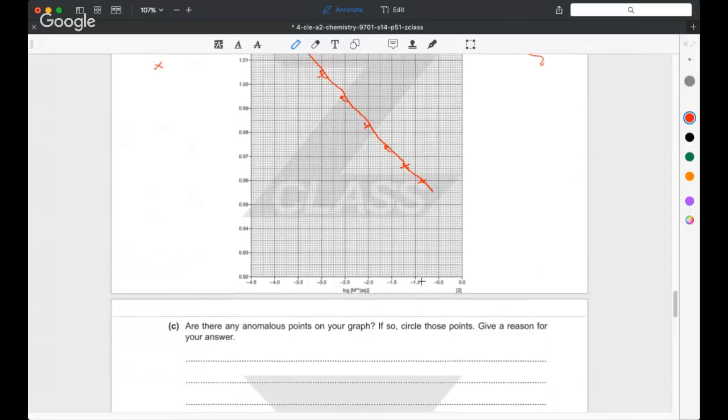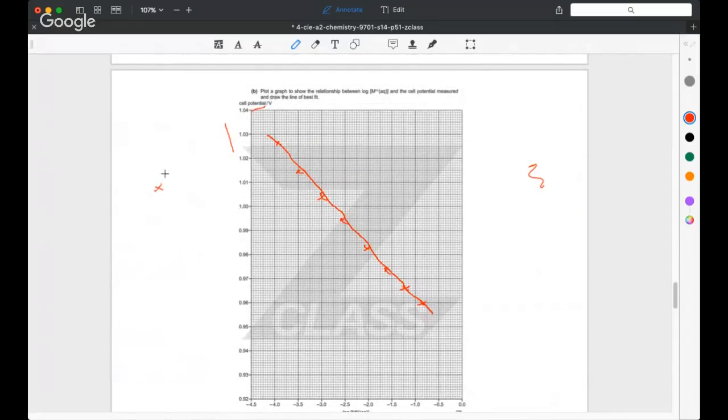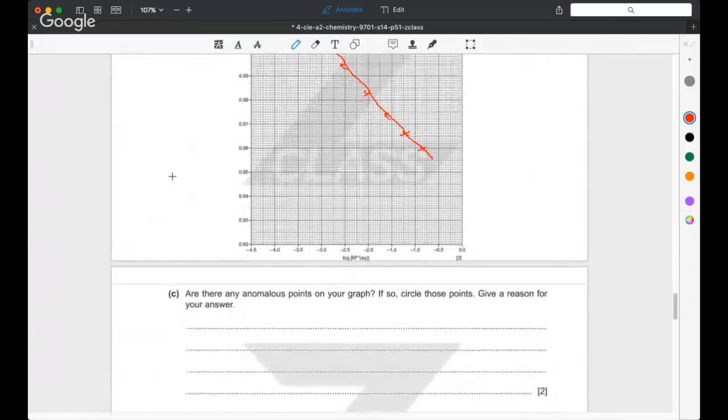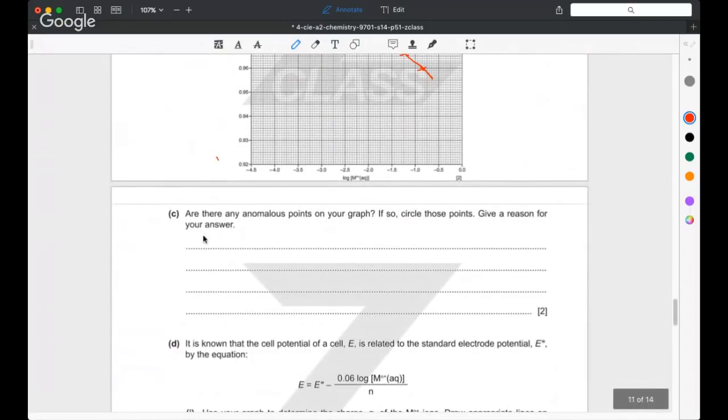So the question is, are there any anomalous data points that we want to draw a circle around? Here, the examiner is kind of playing with your head a little bit, because from the style of the question you're expecting there to be anomalous data points, and of course, there aren't any. So you have to say, there are no anomalous data points. If so, circle the points. Well, we're not going to circle anything because there are no anomalous data points, and we've got to give a reason for your answer.